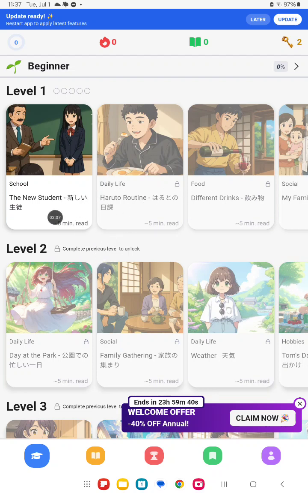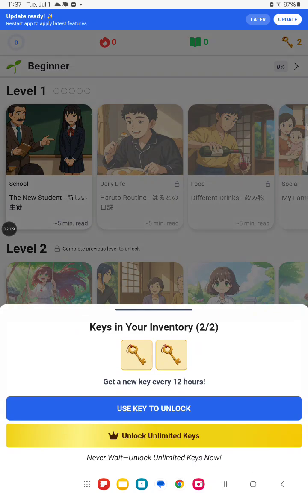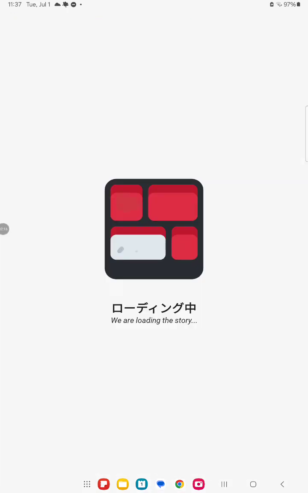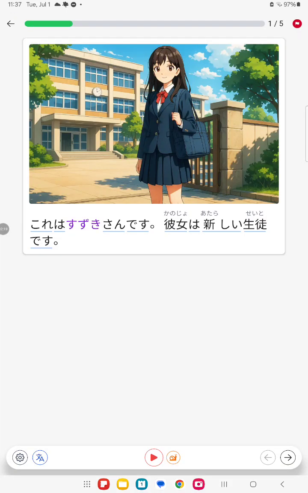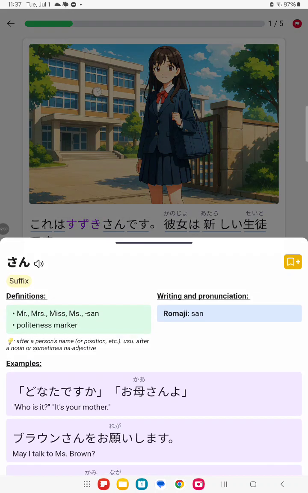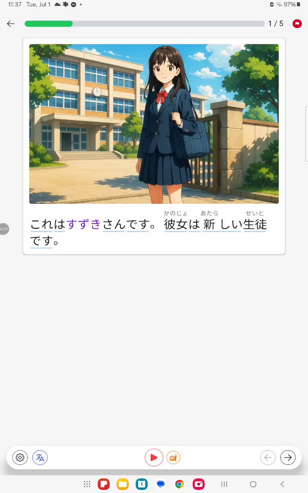新しい生徒. I'm guessing. How do I... So I can basically do two lessons a day. これは鈴木さんです。彼女は新しい生徒です。 So basically this is a picture and the caption is supposed to explain what the picture is.